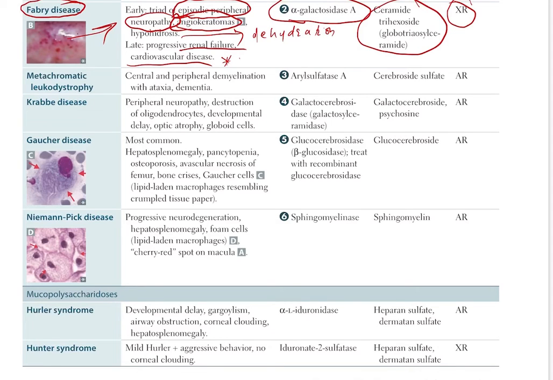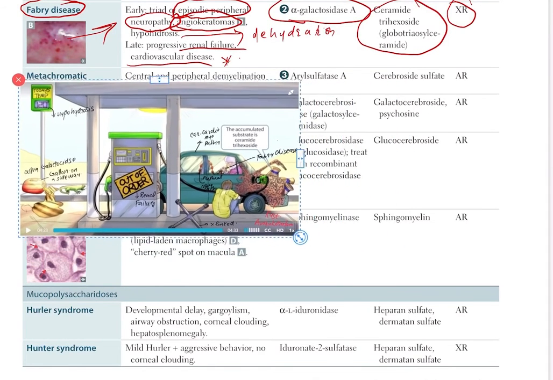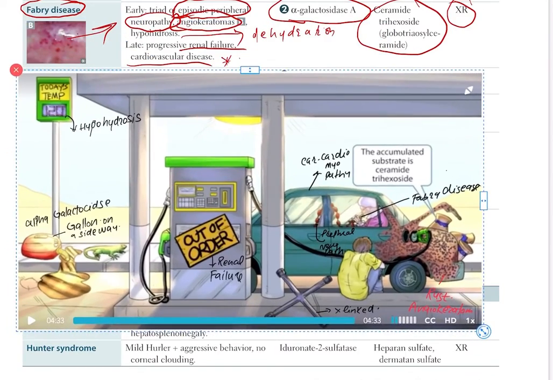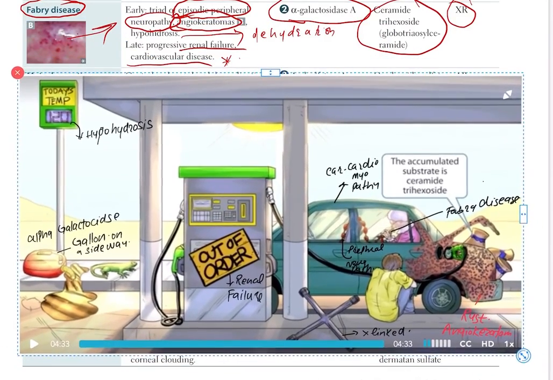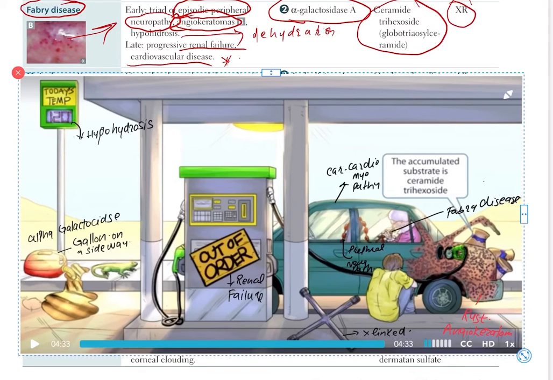So let me bring a key point. Galactosidase is the enzyme that is deficient in this disease, and ceramide trihexoside is the accumulated substrate. Now let me bring up the picture. Here is the picture. I'm going to make it a little bit bigger, and give you a few hints about this picture so you can remember.